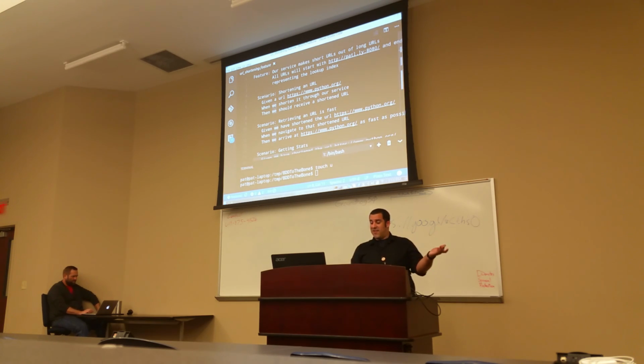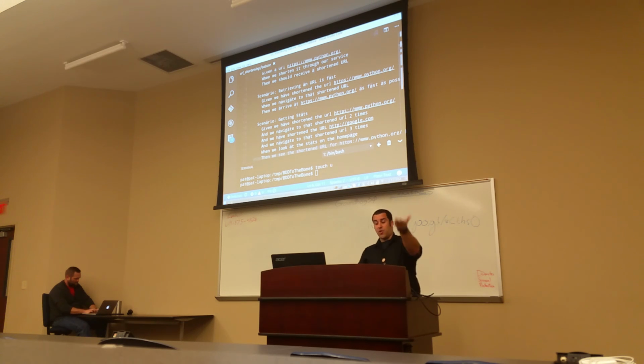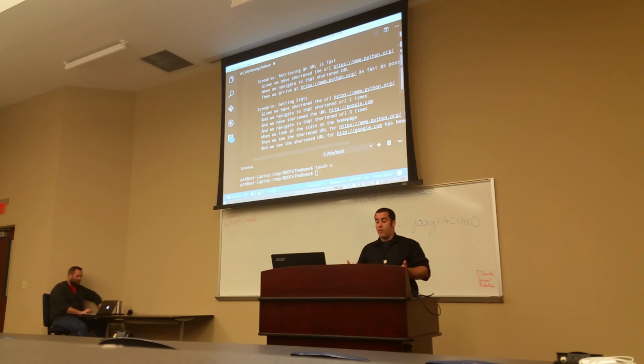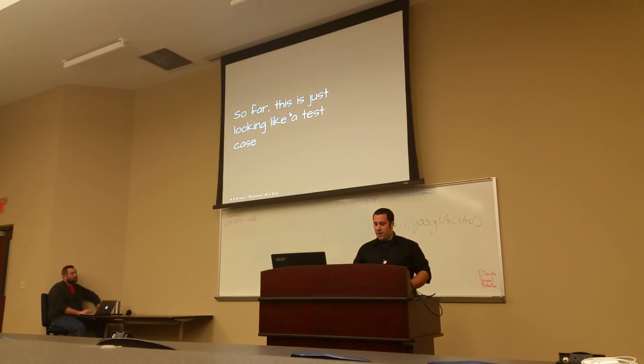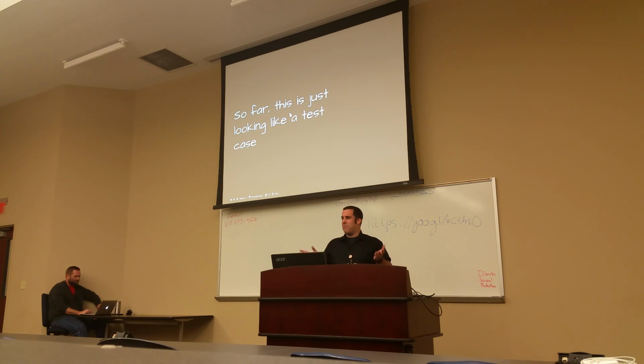So, it's almost the same thing that I just wrote, but shortening a URL. I have a scenario for that. Scenario, retrieving a URL is fast. And given we have shortened the URL, python.org, when we navigate to that short URL, then we arrive at python.org as fast as possible. Also, I have a scenario for getting stats. This is what a Gherkin file looks like. Okay, nothing too special there. Kind of just looks like a test document at this moment.